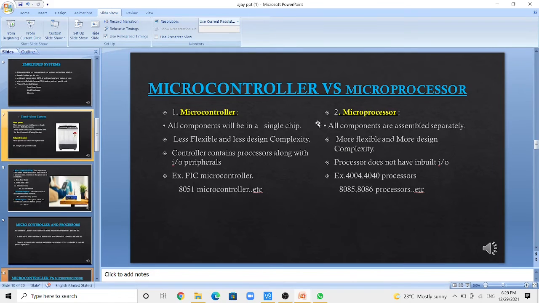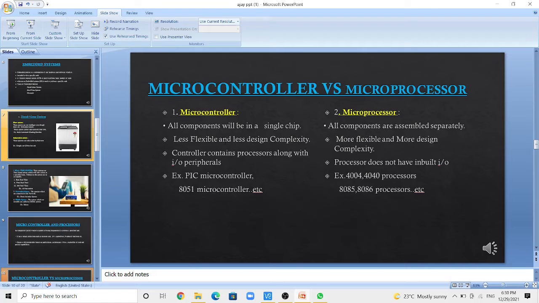In a microcontroller, all the components are inbuilt in a single chip. Whereas in a microprocessor, all the components are assembled separately. What are the components? Memory, timers, counters. Memory can be divided into secondary memory and primary memory. Okay? As like that.